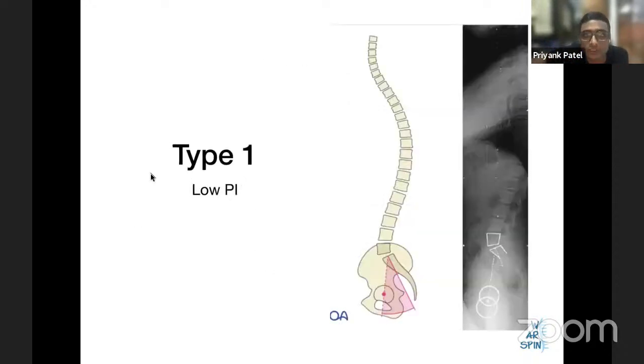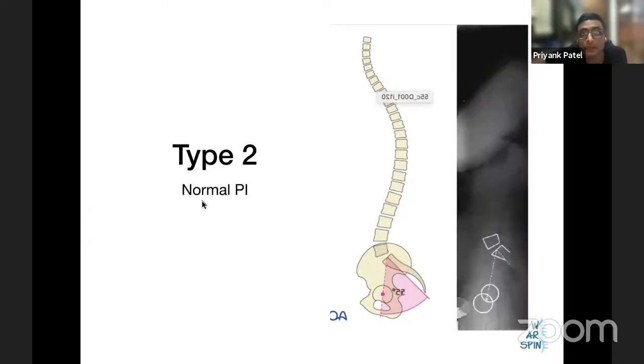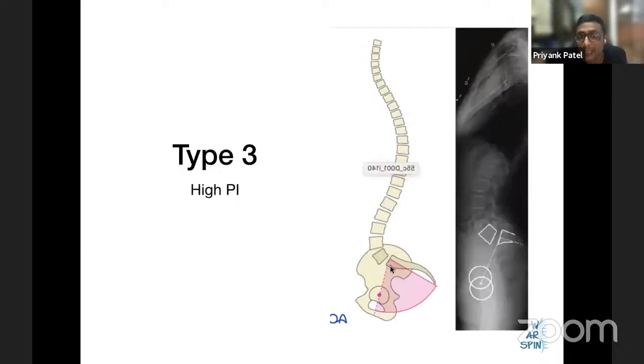So first you see type one. Type one is a low-grade listhesis with an unbalanced pelvis, which means the pelvis here is anteverted. Then type two is where the pelvis is normal. And type three is where the pelvis is retroverted.